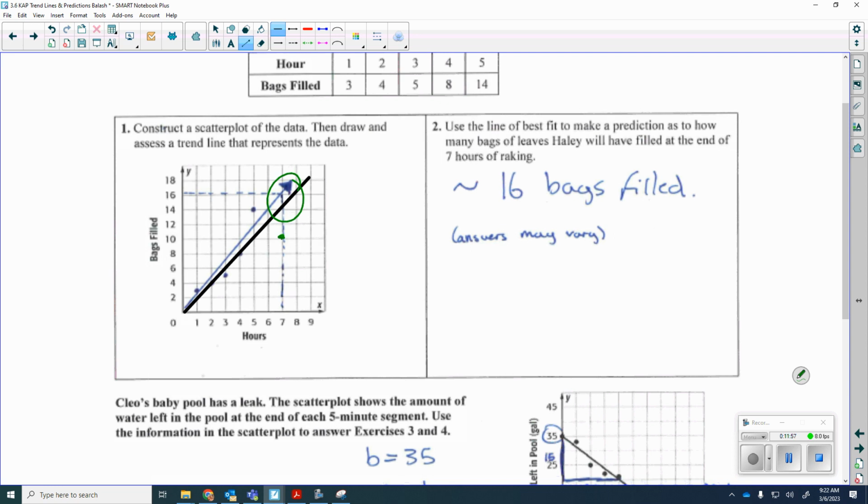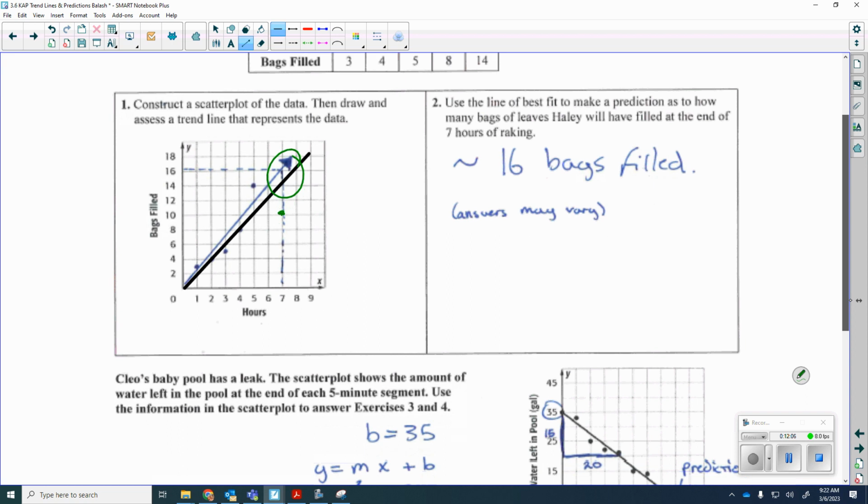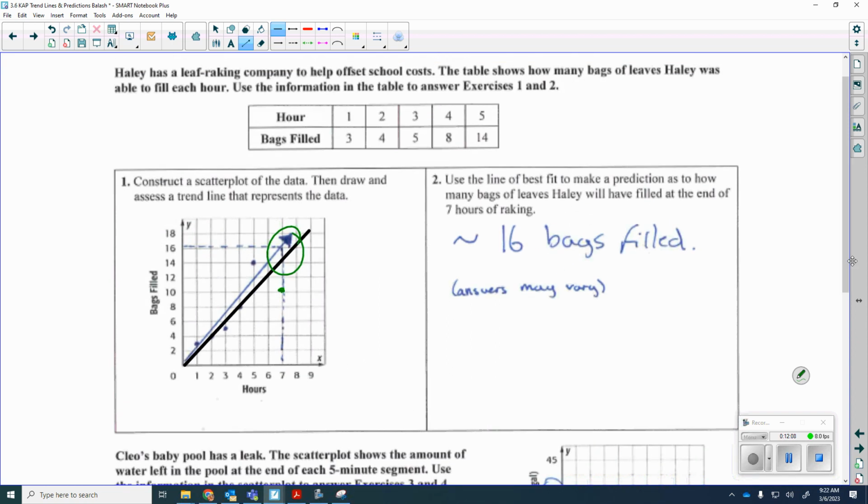If you wait till 14, you can't go down from that. Say that one more time. Oh, I see what you're saying. That is because it's bags filled, so it has to be at least 14 or more. Oh, I like that. Good thinking.